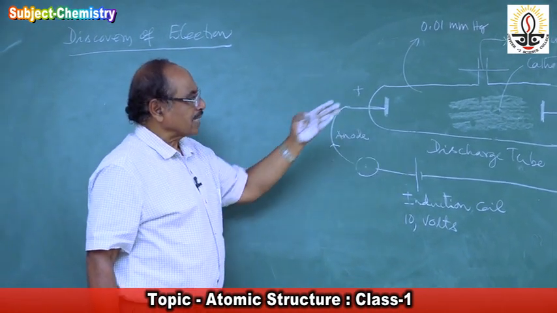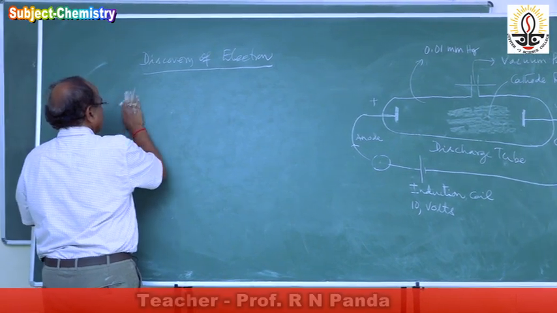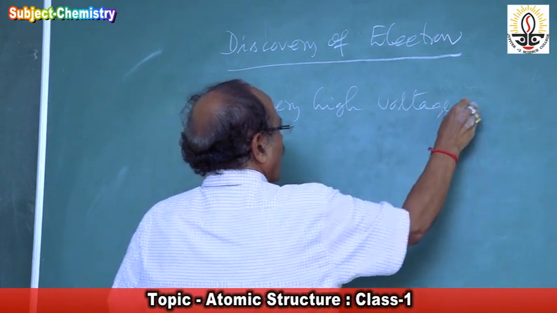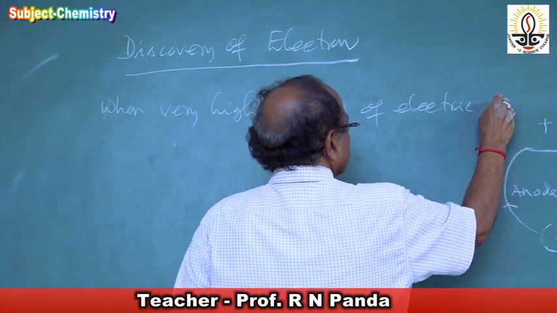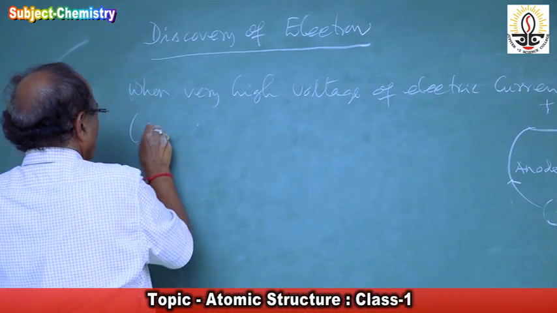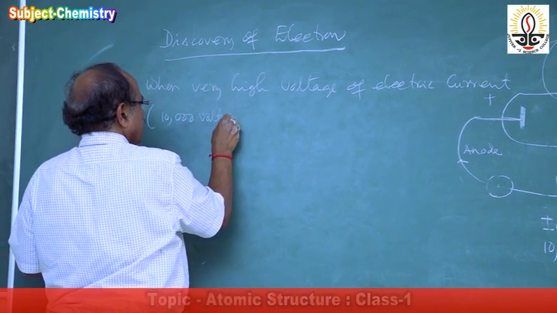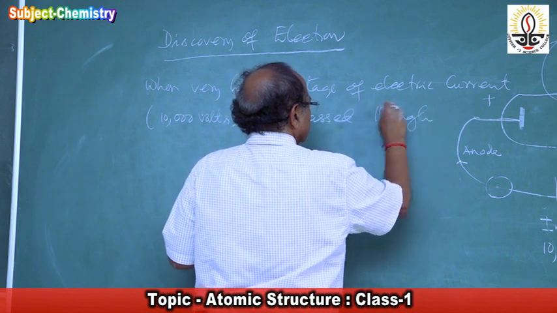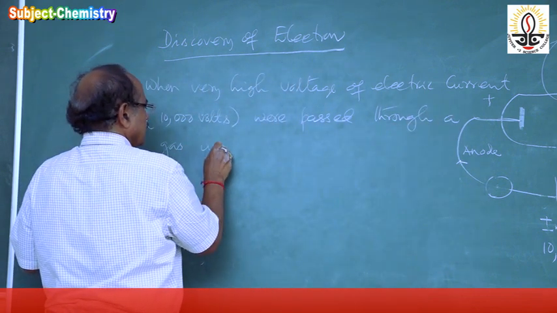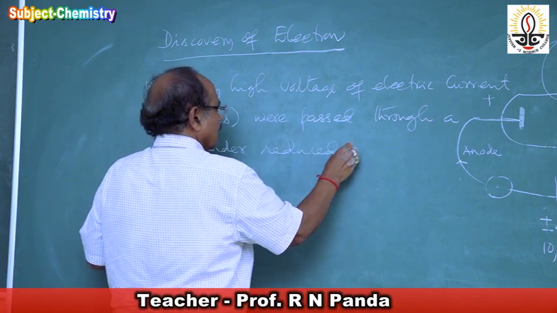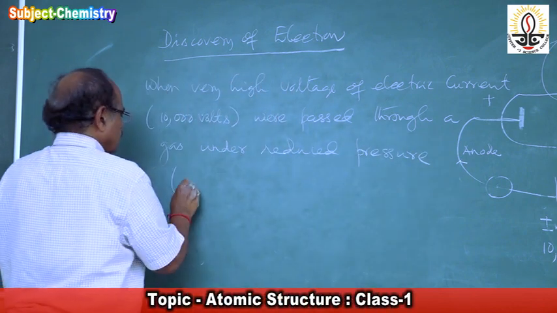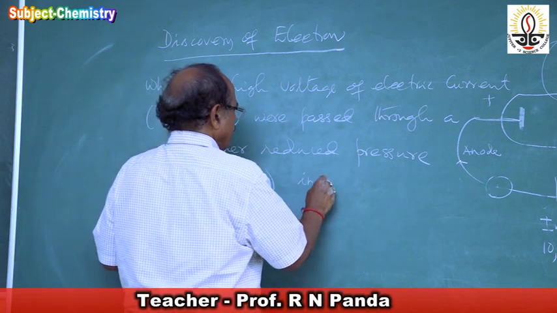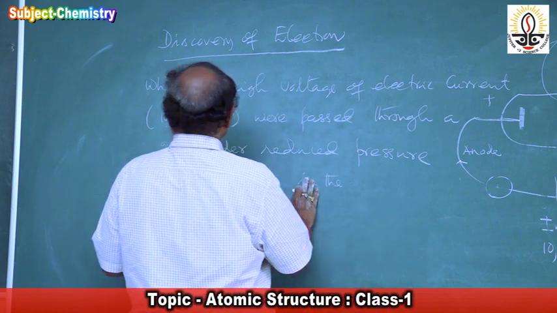And the properties of these cathode rays were studied by J.J. Thomson. A very high voltage of electric current, about 10,000 volts, was passed through a gas under reduced pressure, that is 0.01 mm of Hg, in the discharge tube.